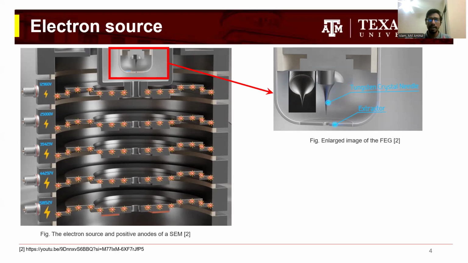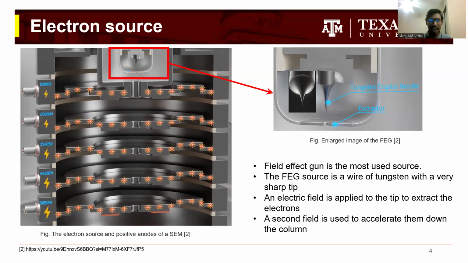Basically, there is an electric field between the tungsten tip and the extractor. Due to the electric field, electrons tunnel out of the sharp needle of the tungsten. Then this electron beam is accelerated using a series of positive anodes, as you can see in the figure here.